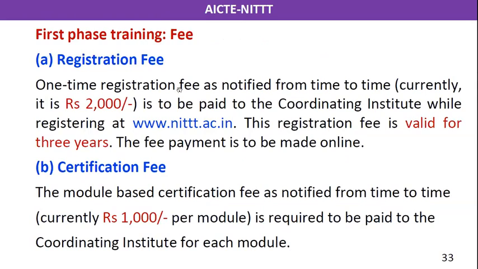First phase training fee. For one time registration, you need to pay 2000 rupees through this NITT website. This fee is valid for 3 years only. The fee payment is to be made online only through this portal. So one time payment you have to pay 2000 rupees, that is valid for 3 years. That means within 3 years you need to complete all the 8 modules. Suppose you don't complete the 8 modules within 3 years, then again you need to pay 2000 rupees for re-registration. Then the certification fee. Module wise, you need to pay 1000 rupees, same as NPTEL.